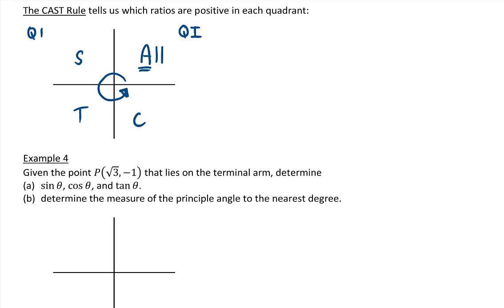In quadrant number 2, only the sine ratio is positive. In quadrant number 3, only the tan ratio is positive. And in quadrant number 4, only cosine is positive. So that is what you might have called the CAST rule.